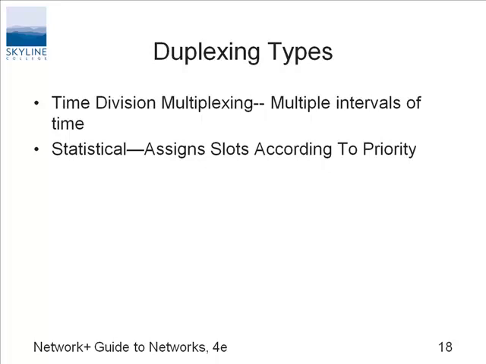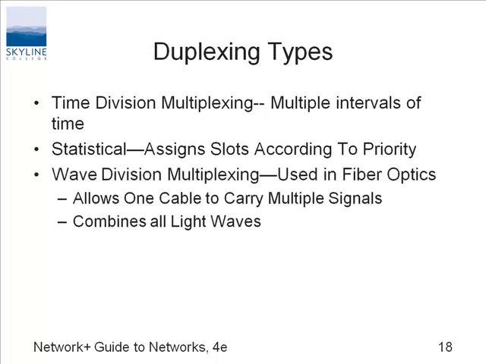Statistical assigns the time slots based on a priority system. So there has to be a priority system set up, so the ones that have the highest priority are going to get the time slots first.